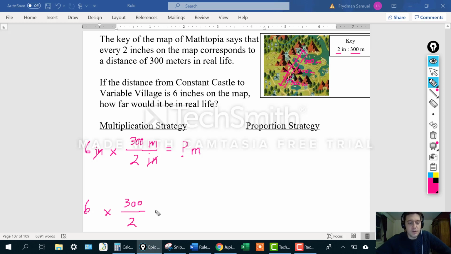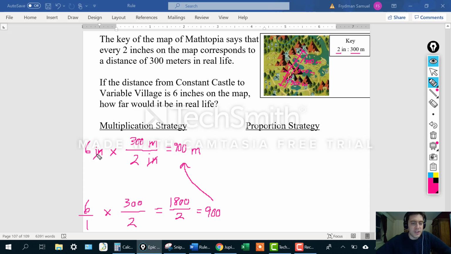Okay, so there are a couple of different ways that we could do this, but one way is just to put this over 1, and then do 6 times 300 is 1,800, 1 times 2 is 2, and then 1,800 divided by 2 is 900. So that's the same thing that we said over here. Okay, so the final answer is going to be 900 meters.